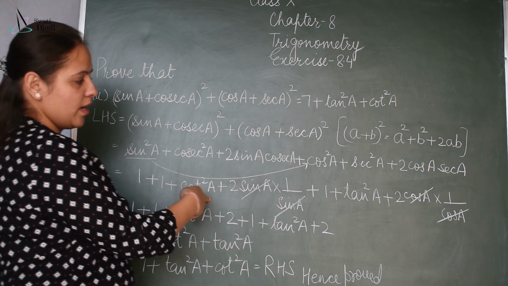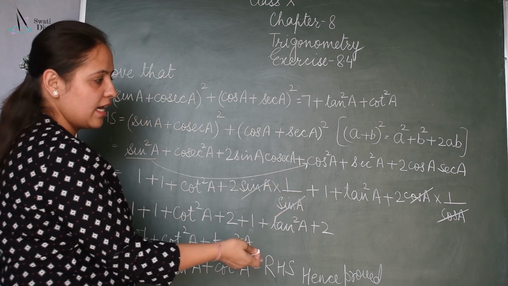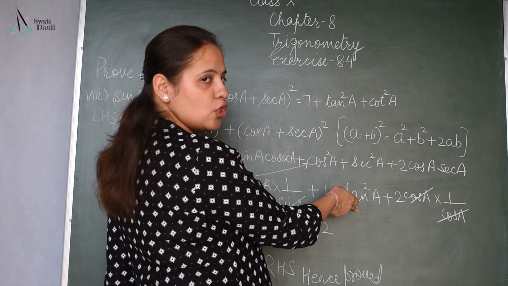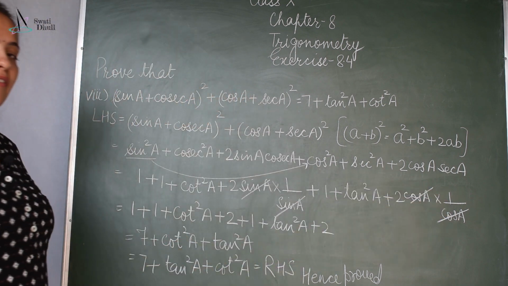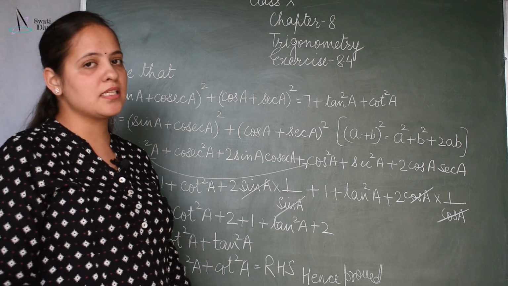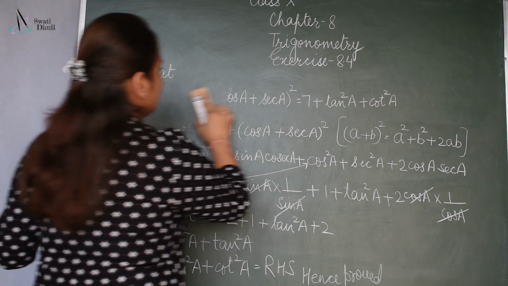So 1 plus cot square A, so cosecant A you need to change, so it will be 1 by sin A. Similarly secant A you can change in 1 plus tan square A, and this will be cancelled out, so you will get 7 plus tan square A plus cot square A. Now let's proceed to the ninth part.